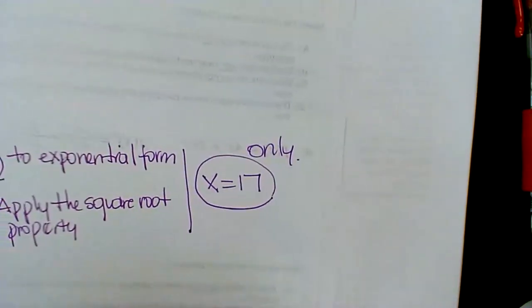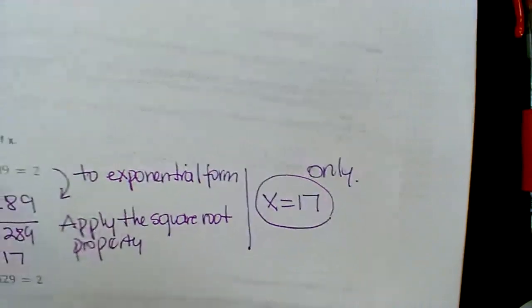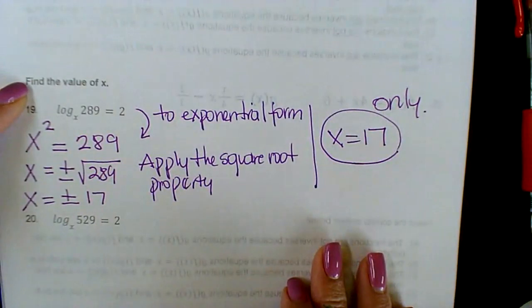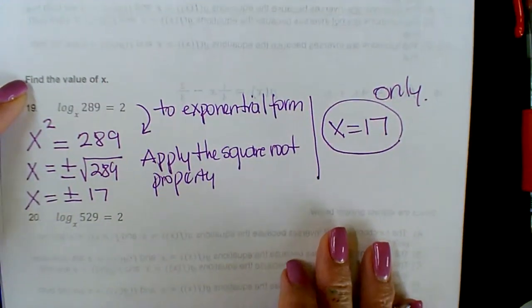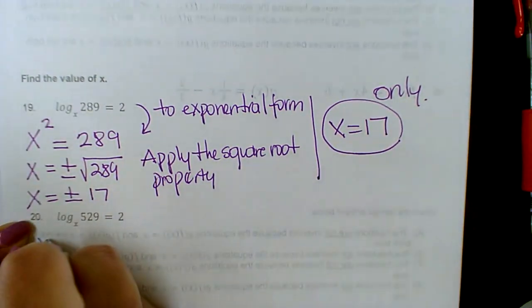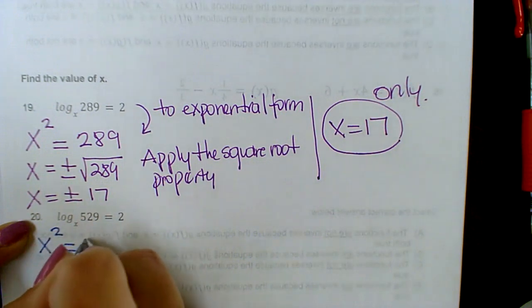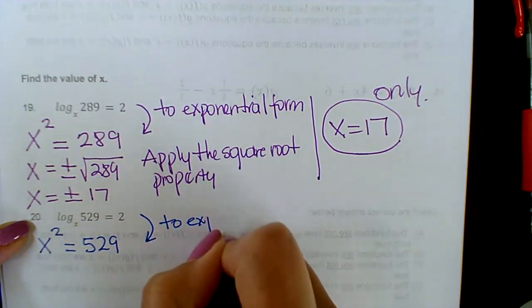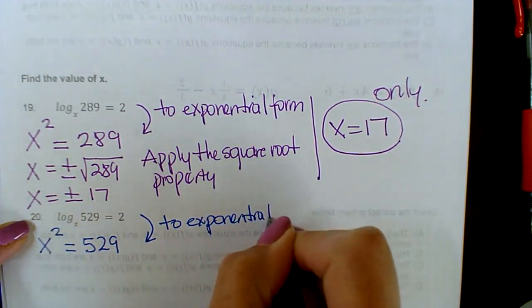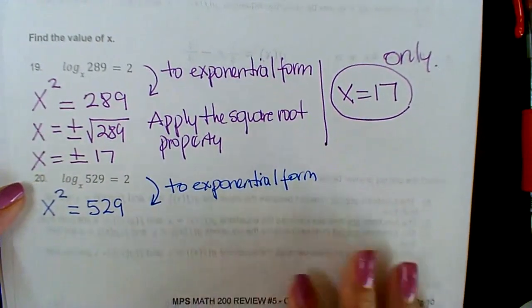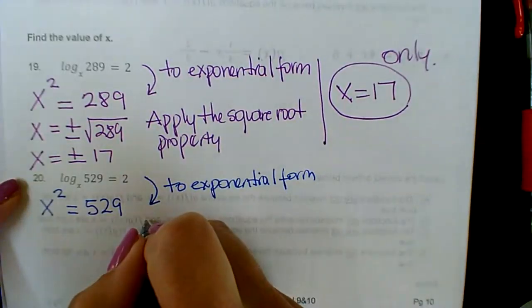Okay. So 11. I'm looking for 10. Right here. Let's do 20. It says find the value of x. So we're going to go to the exponential form, which is what, x to the second power equals 529. To exponential form. Now we're going to apply the what? The square root property.